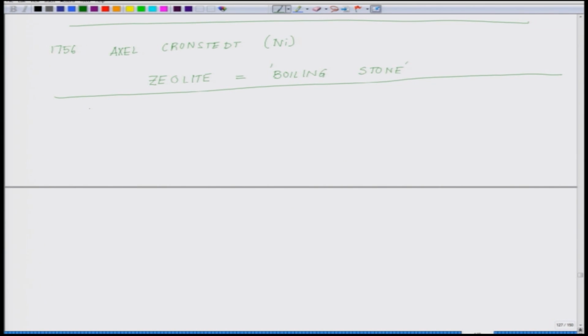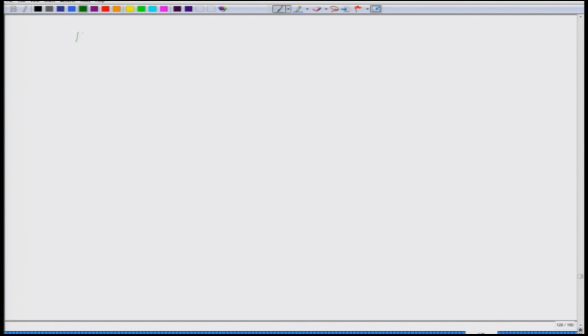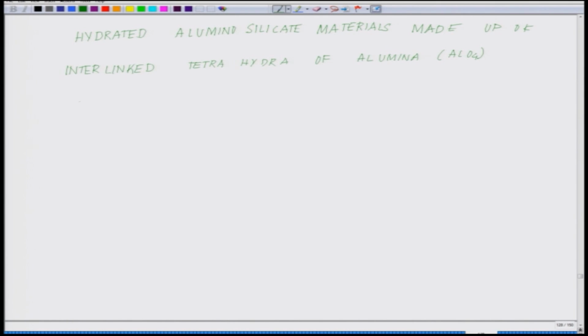So, these zeolites are basically hydrated aluminosilicate materials, made up of interlinked tetrahedra of alumina, or AlO4, and silica, which is very abundant on the earth crust, SiO4.